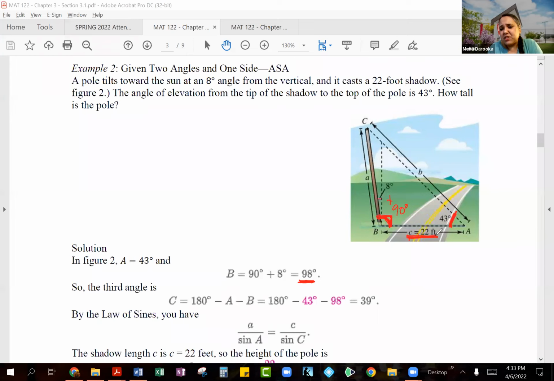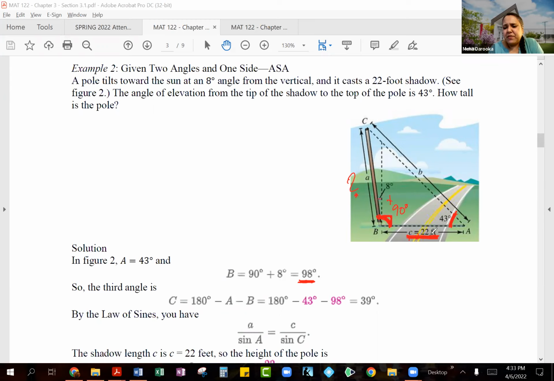And then we are given the shadow of the pole, which is 22 feet. So again, you can see angle, side, angle is what's given to us. And using that, they want us to find out how tall the pole is. So that's going to be side A.